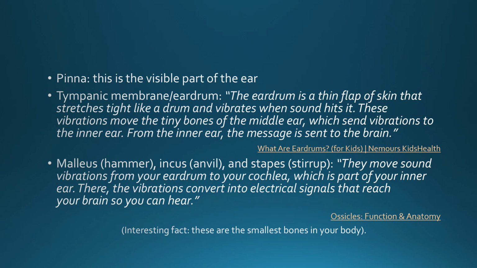The hammer, anvil, and stirrup, those are the tiny bones in the middle ear. They move sound vibrations from your eardrum to your cochlea, which is part of your inner ear also. And there, the vibrations convert into electrical signals that reach your brain so you can hear. An interesting fact I included there is that the hammer, anvil, and stirrup are the smallest bones in your body. So they're just little tiny bones in your ear, which I found interesting.